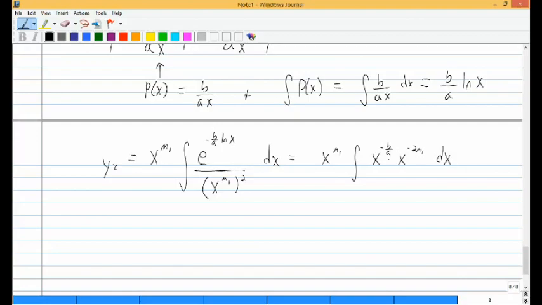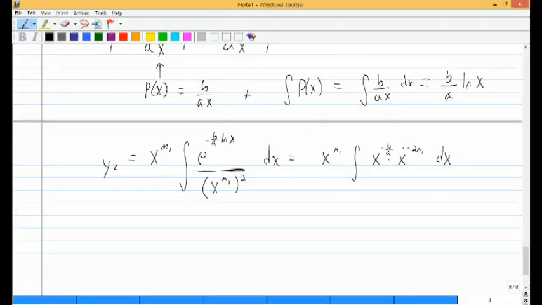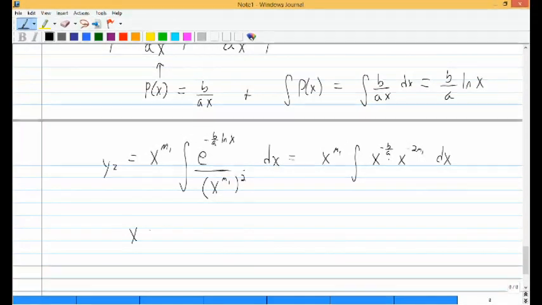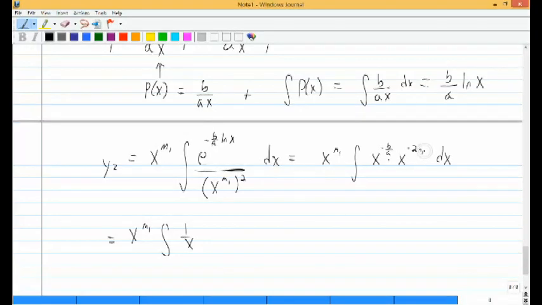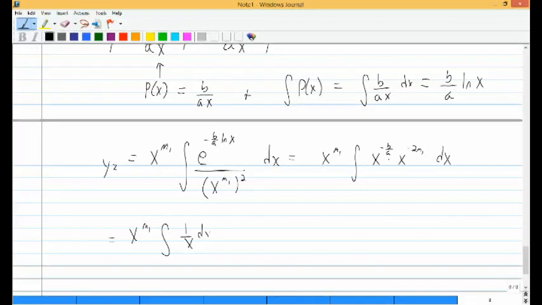So it turns out that if we add these together and we integrate, we're actually just going to be integrating 1 over x because of the way that m sub 1 is defined. And we all know how to integrate 1 over x. That's natural log.